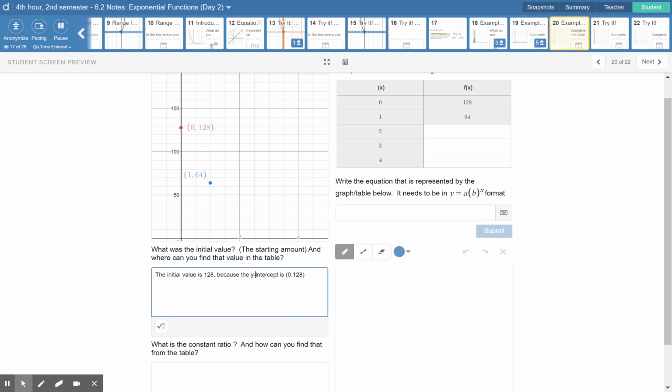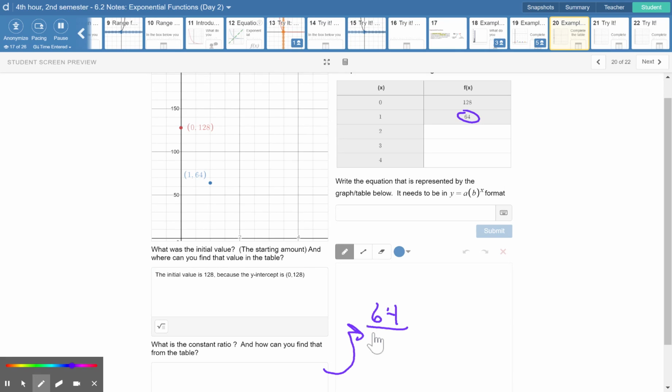Now we want to come up with a pattern. To get the pattern, start with 64, divide by 128. Now this is going to get you a fraction, and that's okay. 64 divided by 128 is a half. So this is going to be your constant ratio.